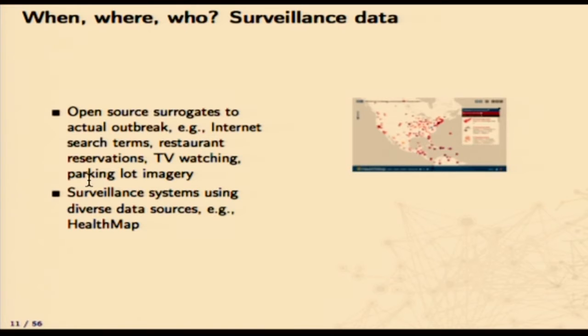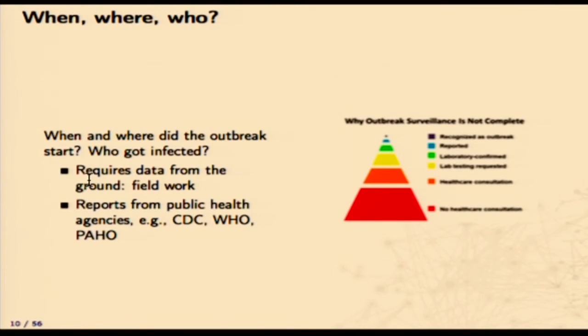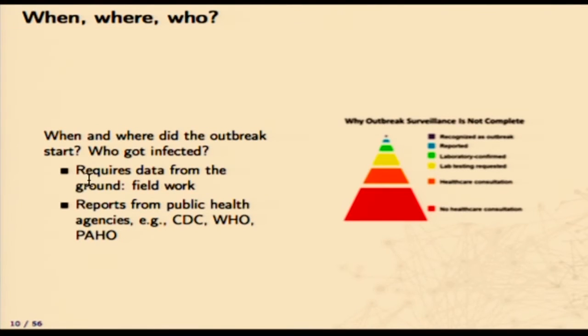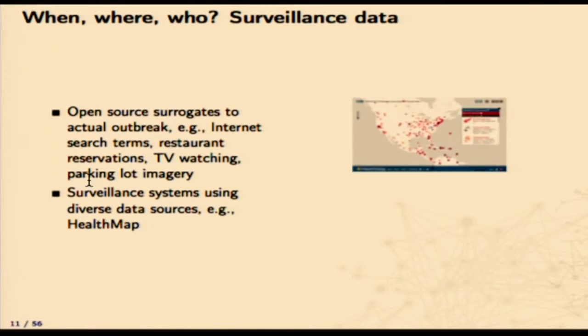So the next set of questions is, okay, this is still the same when, where, who, and you can imagine this requires good surveillance. Given that actual specimens from labs are going to be very few, there's a lot of interest in using open source surrogates. So people have used search terms, I'll come to that later, restaurant reservations, and interestingly TV watching. So any idea how TV watching might be correlated to disease outbreaks?